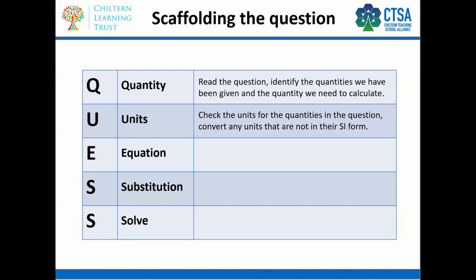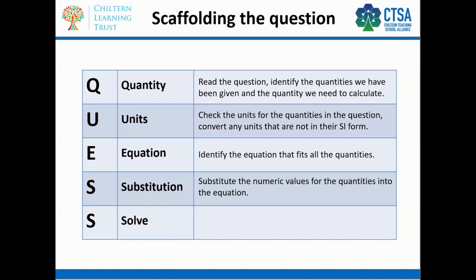Then we need to identify the equation that fits all the quantities. At this point, we're going to substitute our numerical values that we've identified earlier into our equation. And at this point, we'll solve. This is when we answer the question. So we might simplify the equation, change the subject of the equation, and go on and answer it from there by using our calculator. So how does this look in a simple three quantity question?